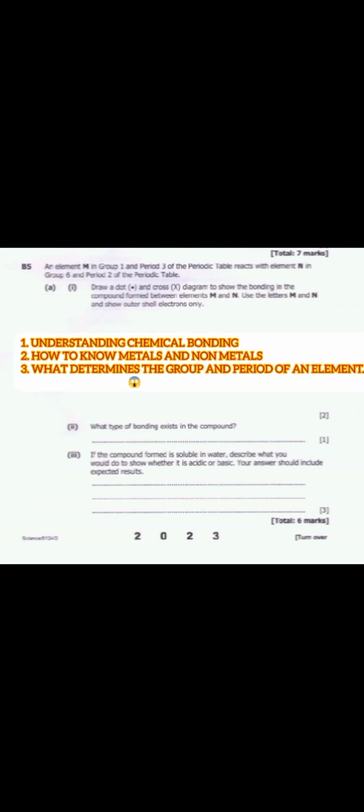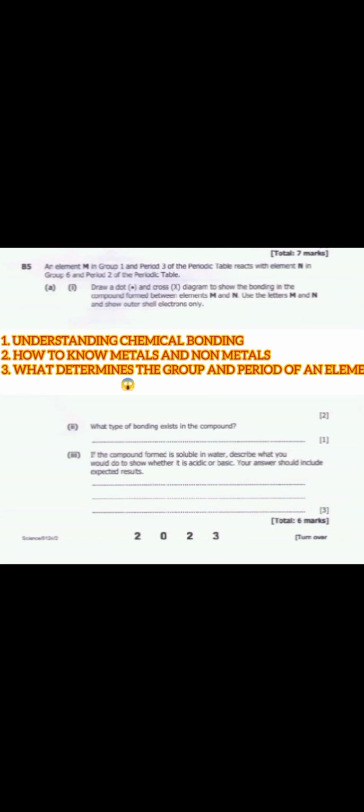Alright, so if you look at this question carefully, you can see that this question was tricky. The reason is that we have not been given the actual elements, but just the letters M and N, and the only thing they have told us are the groups and the periods in which these two letters are located on the periodic table. Alright, so now how do we handle these types of questions?